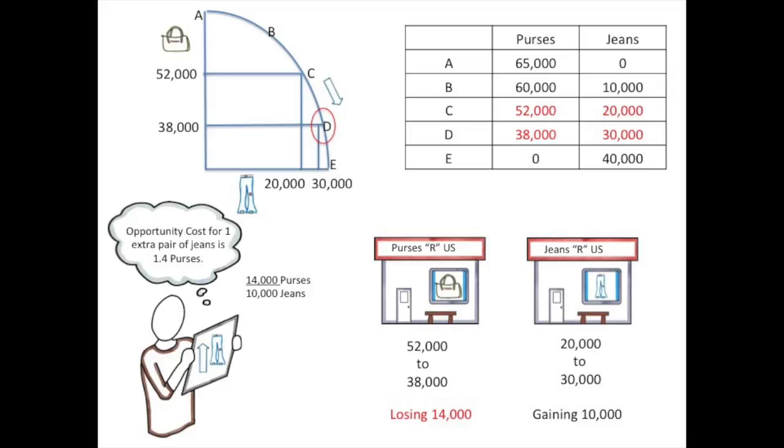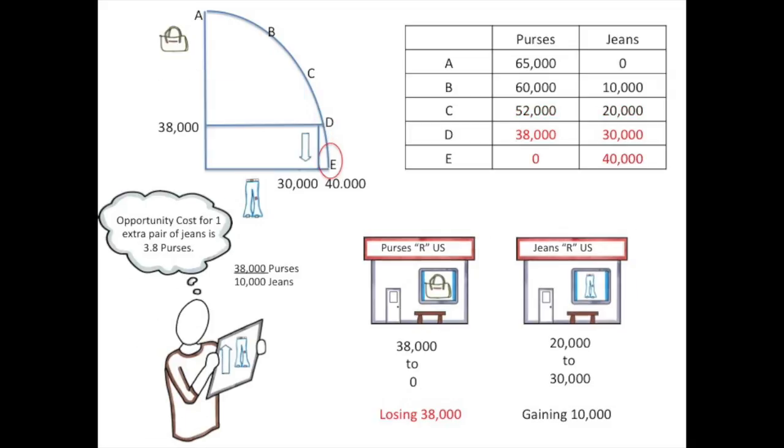By moving from point C to D, this will decrease the production of purses. The production of purses goes from 52,000 to 38,000. This means the cost of the additional 10,000 jeans is 14,000 purses. If we break the cost down to one pair of jeans, the opportunity cost of producing that one pair of jeans would be 1.4 purses.